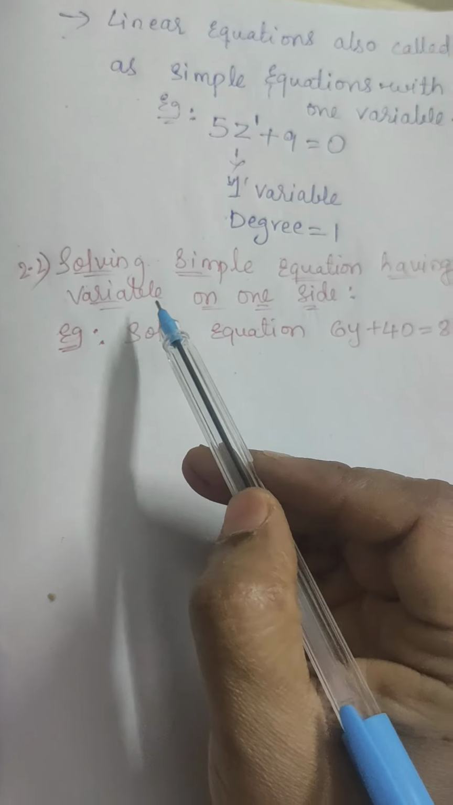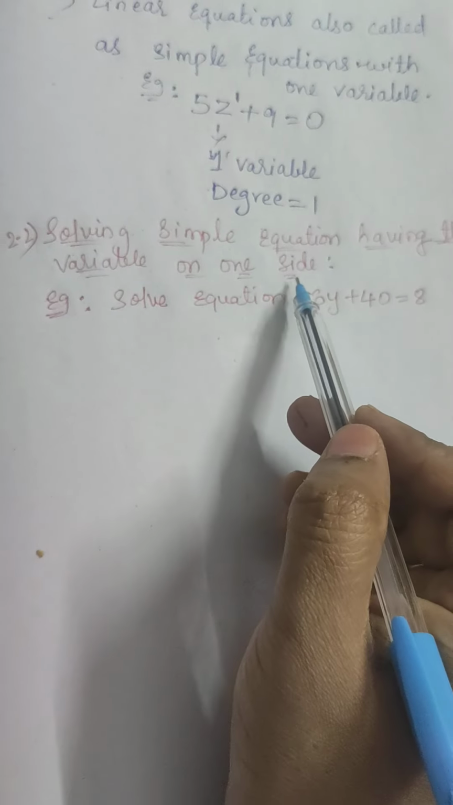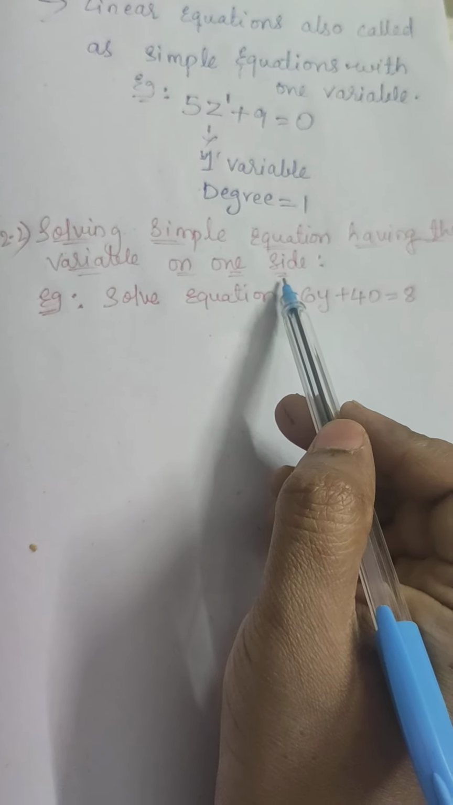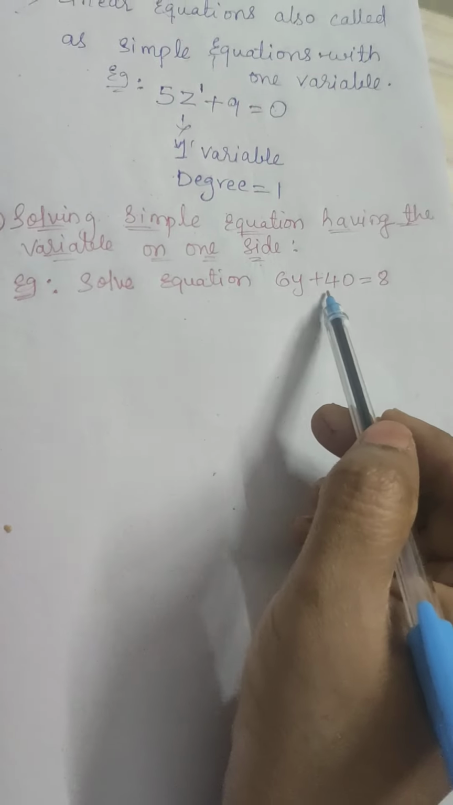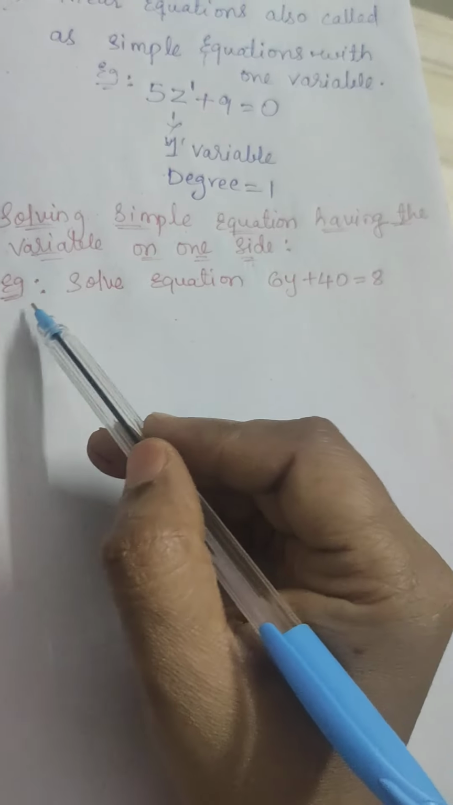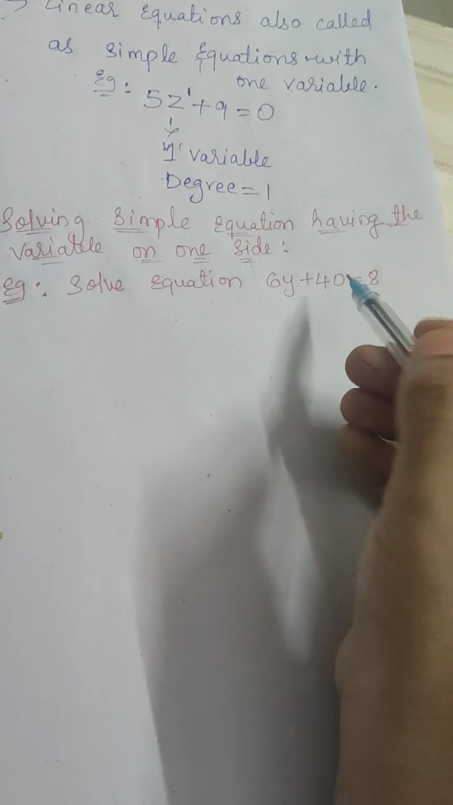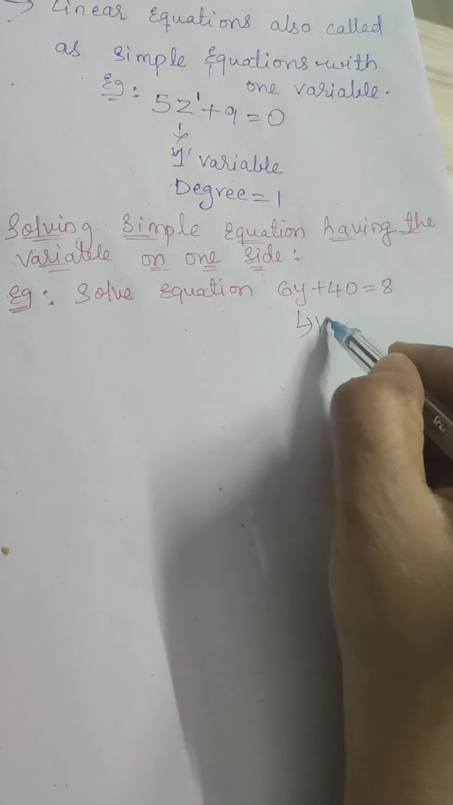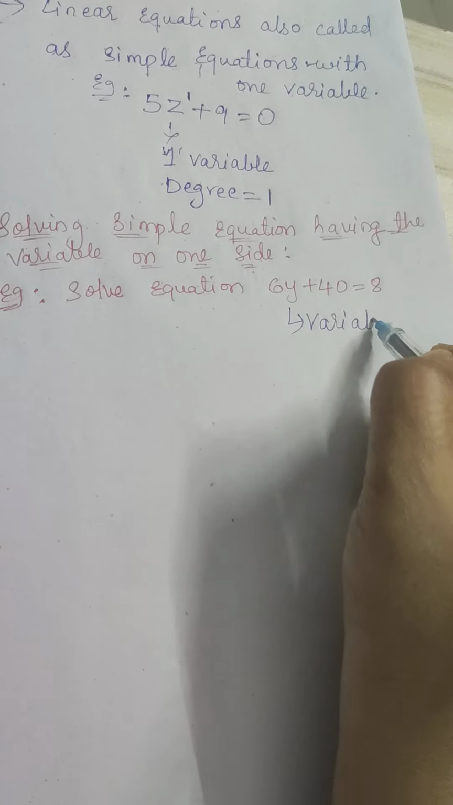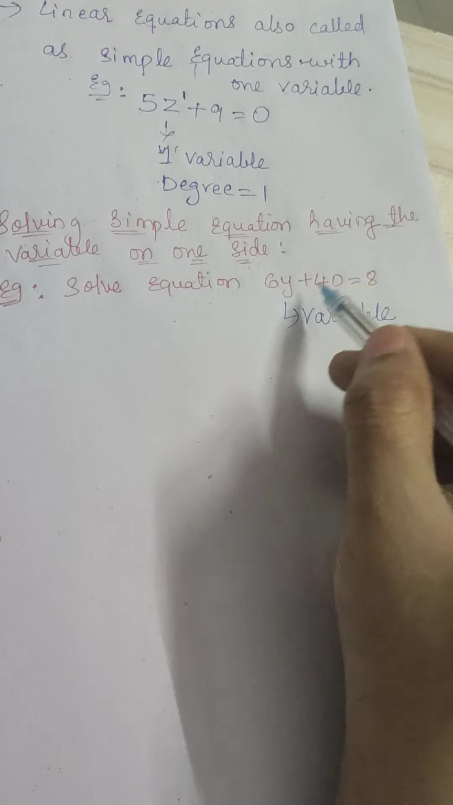Okay, now 2.2, solving simple equations having the variable on one side. Let us solve a simple equation which is having the variable on one side. Example, solve the equation 6y plus 40 is equal to 8. Here, if we observe, which is the variable? Y is the variable. The variable is on one side, not two sides.